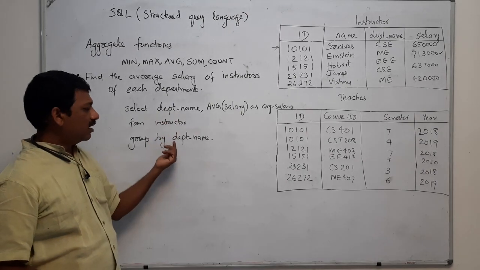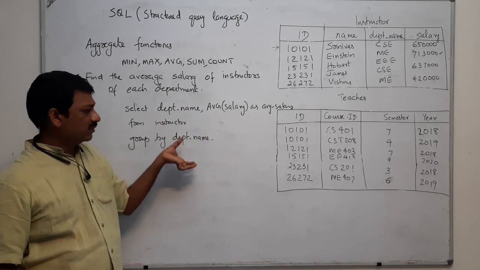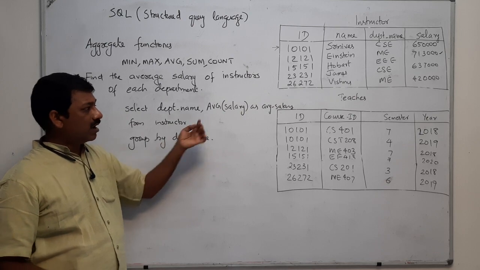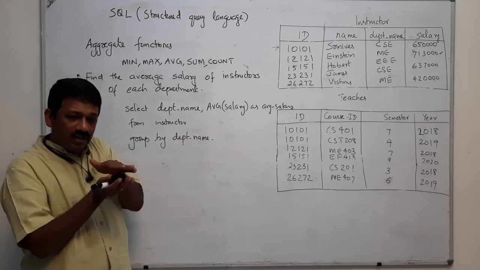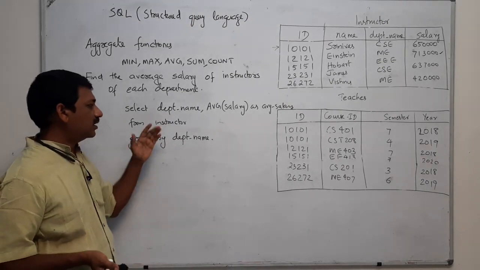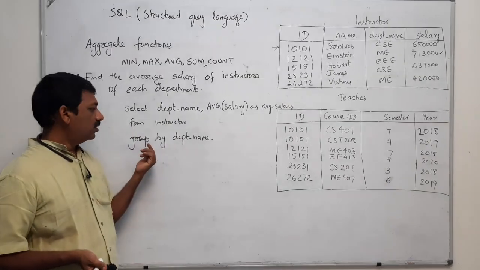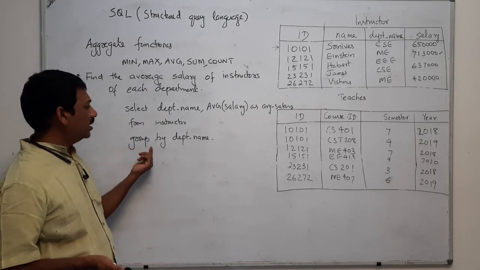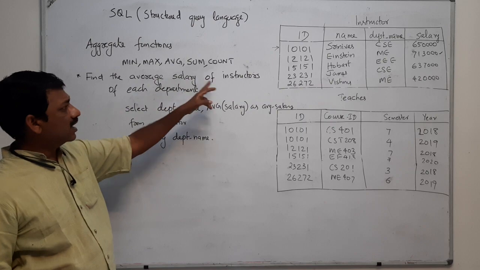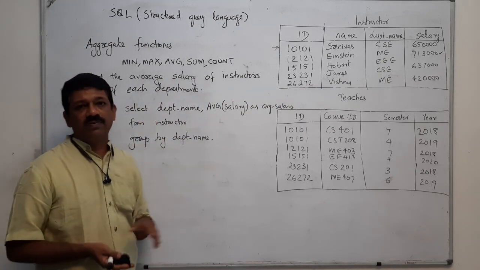Here we have 2 tuples from the computer science department, and you are going to take the average of salary for those 2 tuples only. This is the way you can use the group by clause for finding out the average salary of instructors for each department.